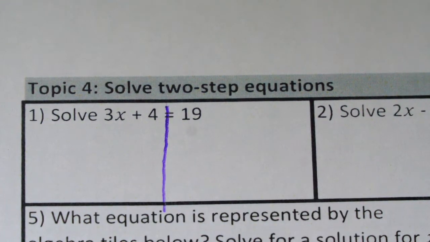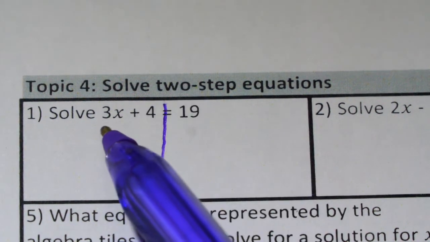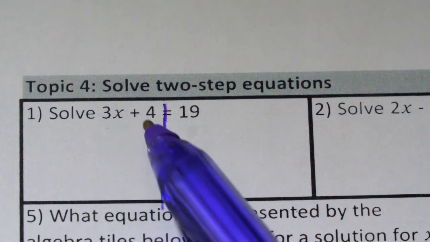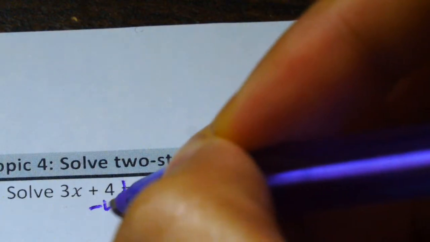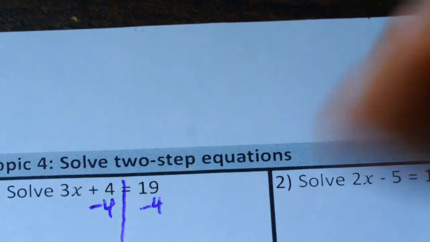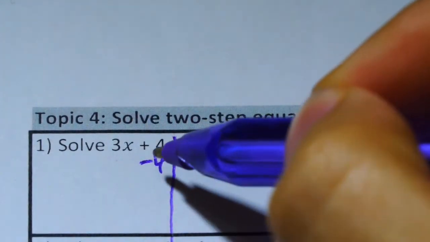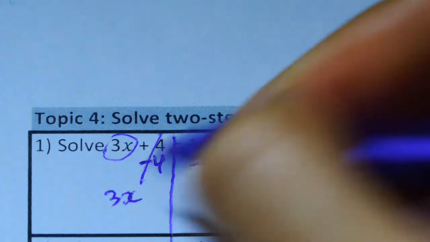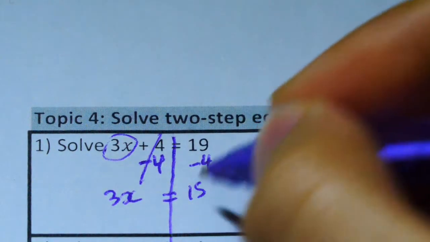Okay, so this time we're going to see where is our x. Our x is here. So the first thing we have to remove or delete, we have to delete this plus 4 first. Delete this number. So the opposite of plus 4 is minus 4. Minus 4 on both sides. Okay, so plus 4 and minus 4 we delete. We have 3x left equals 19 minus 4, 15.